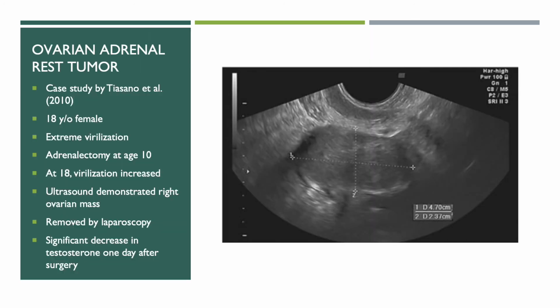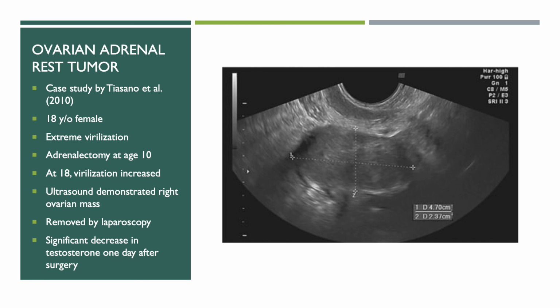This was the only confirmed ultrasound image of an ovarian adrenal rest tumor I could find. The case study, published by Tiazano et al. in 2010, was an 18-year-old female who was diagnosed with congenital adrenal hyperplasia at birth. She had severe hirsutism and other viralizing effects throughout her childhood.